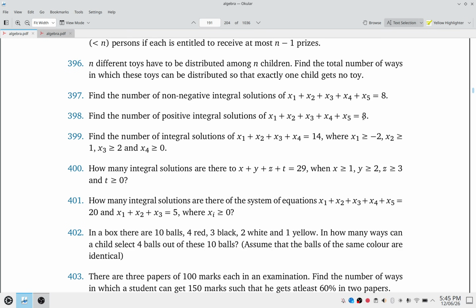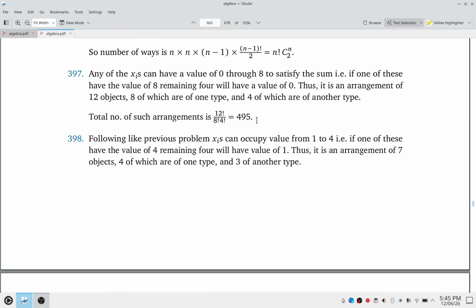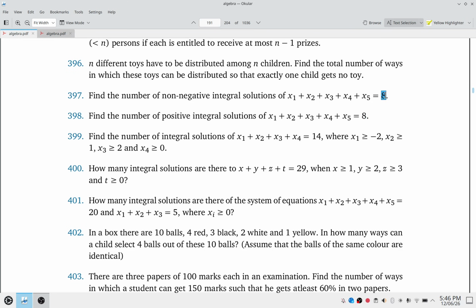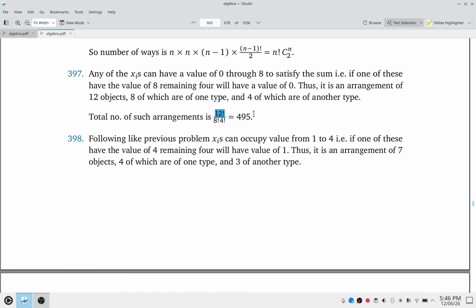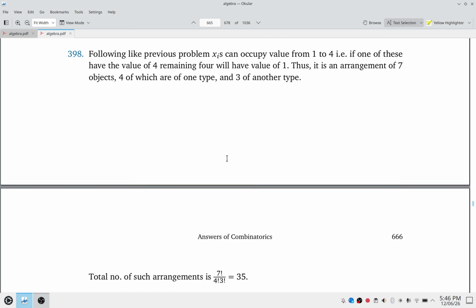So this will become, let's say y1 is equal to x1 minus 1. So 8 and 5 will become 13, right? y1 plus y2 plus y3, y4, y5, where y1, y2, y3, y4 will be non-negative solutions. So it will become 13. And then you solve like previous case. So we had 12 factorial here, and so we added 4. So in this case it will be 13 and 4, 17. This should be 17 factorial, not 7 factorial.